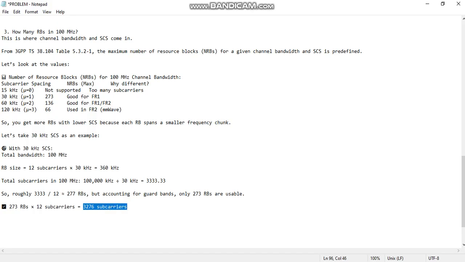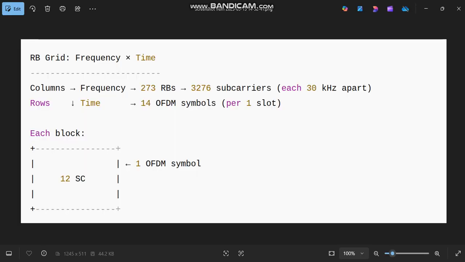The number of rows is 14 symbols, and those 14 symbols remain standard itself; only the column, the frequency domain, changes. This is the diagram representation: the resource block grid is frequency into time. The columns will have 273 resource blocks, 3276 subcarriers, that is with the 30 kilohertz subcarrier spacing we have 3276 columns, and the rows will be 14 OFDM symbols per one slot.